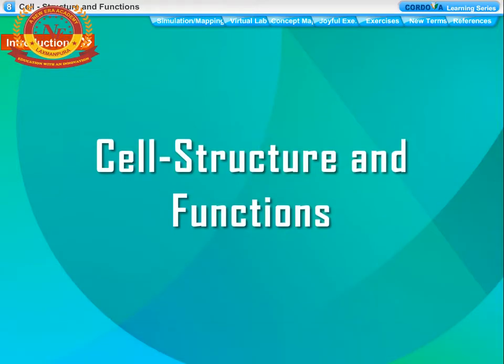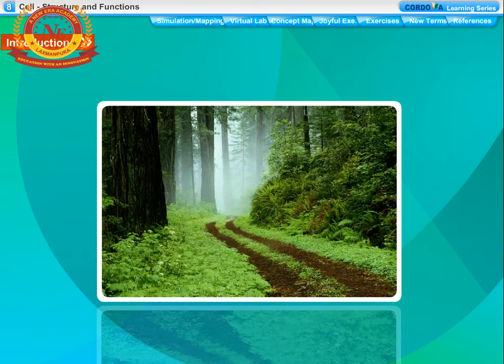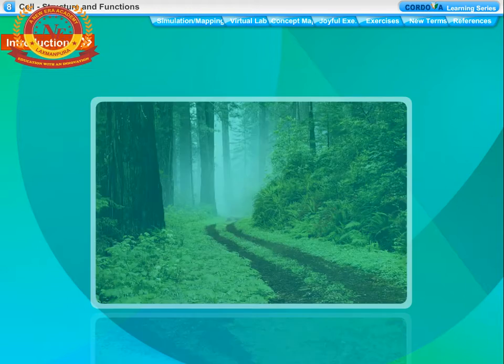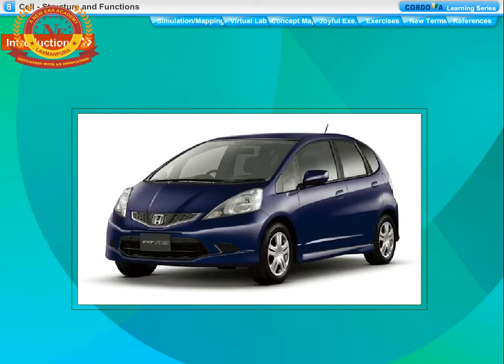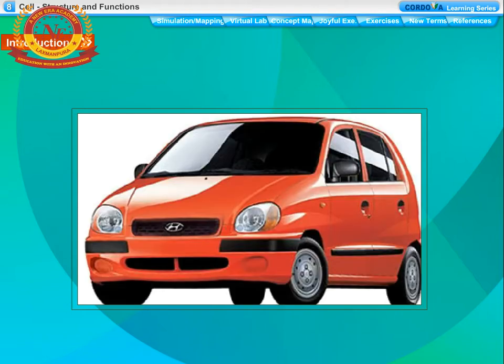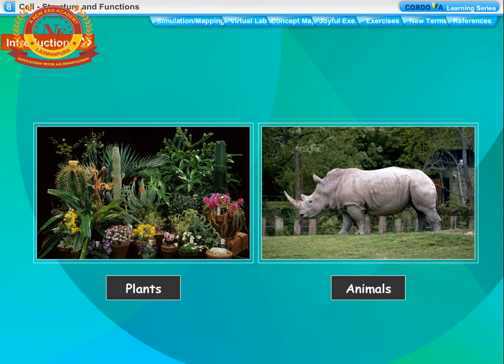Chapter 8. Cell Structure and Functions. Though non-living objects may perform one or more of these processes, like vehicles can move, it is only a living thing that performs and exhibits all the above characteristics.